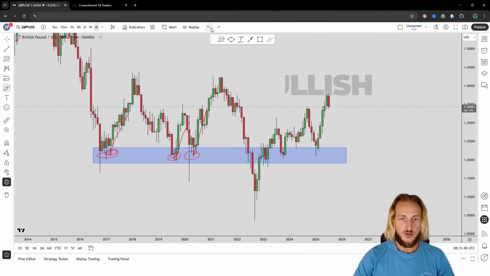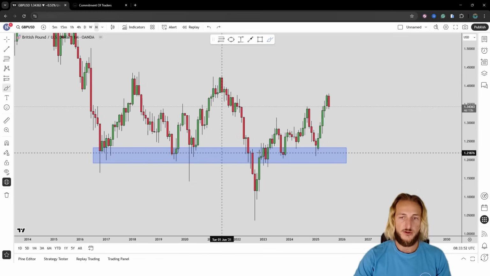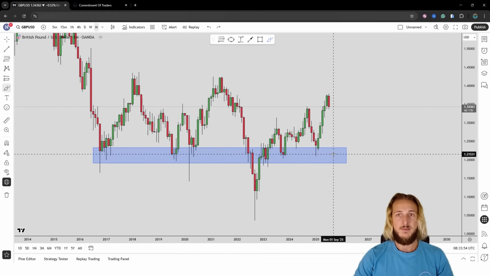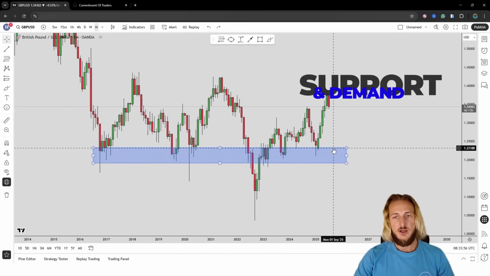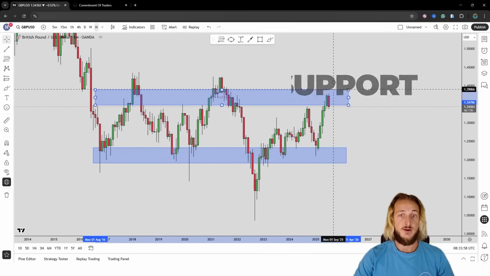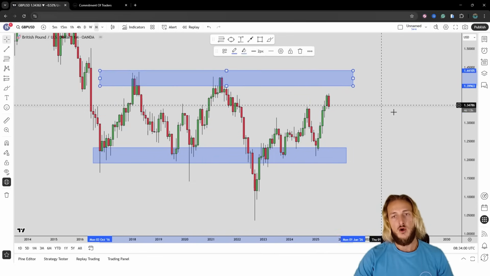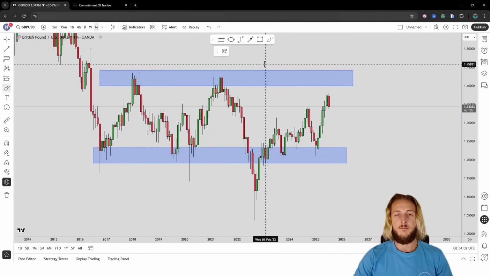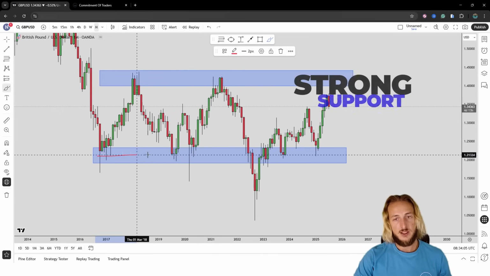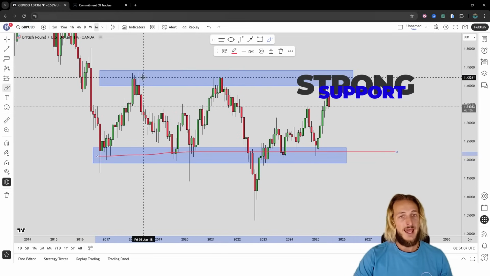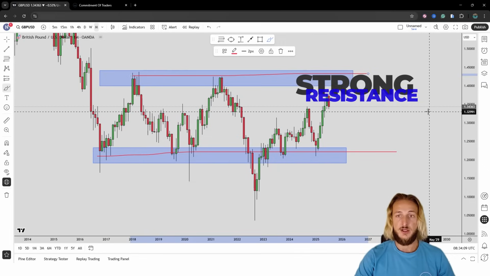What we can also notice is that as we have here at the bottom this quite strong monthly demand and support zone, here at the top actually we have a very similar level. So actually we are currently in a range from a monthly standpoint where we have the historical support here at the bottom and the historical resistance here at the top.